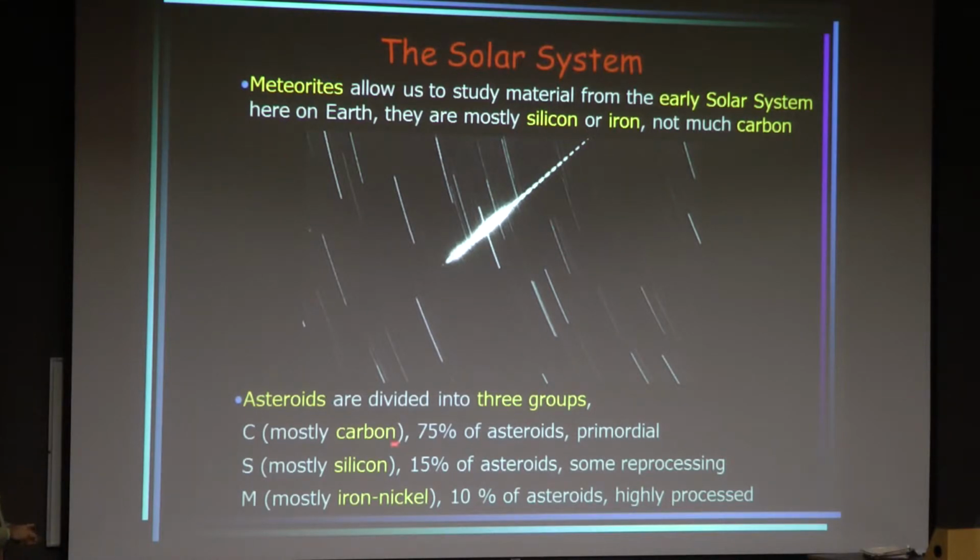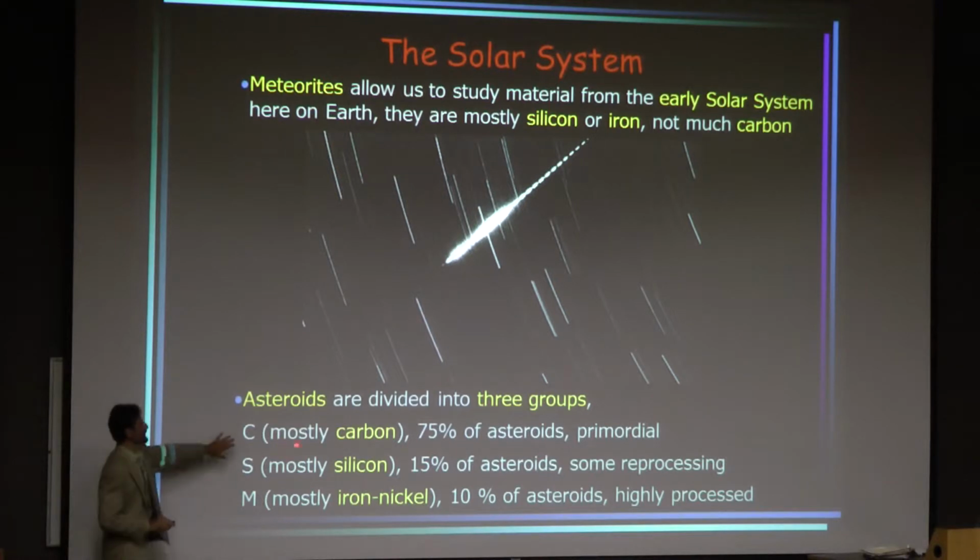But then you look down here and I'm saying most of the asteroids are carbon, only 15% are silicon, and around 10% are metallic nickel iron. So that sort of flies in the face of what I'm saying here, which is that the carbon meteorites are rare, whereas the carbon asteroids are the most common. So there's sort of a little bit of a jarring disconnect right there, right?